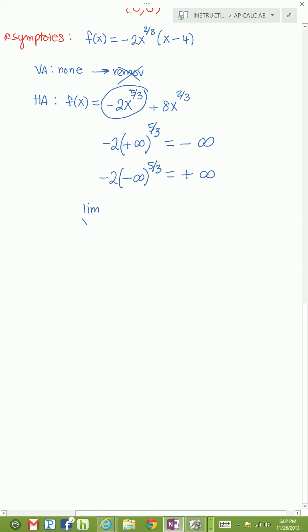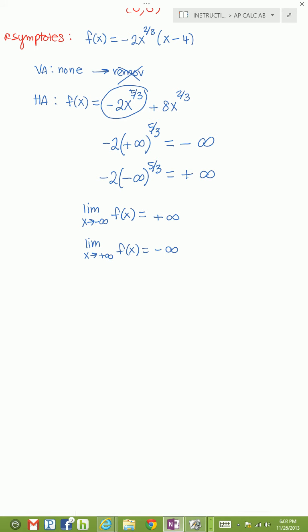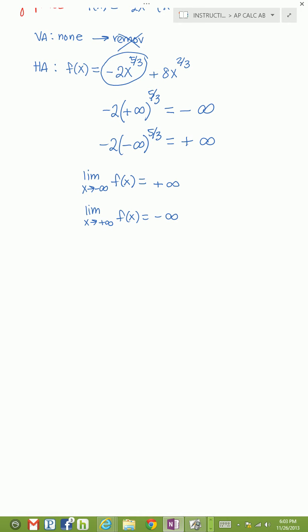So the limit as x goes to negative infinity, which is my end behavior, is positive infinity. And the limit as x goes to positive infinity of f of x is negative infinity. This is one way I saw a lot of students using to deal with end behavior, and it's a valid way. Next is symmetry.